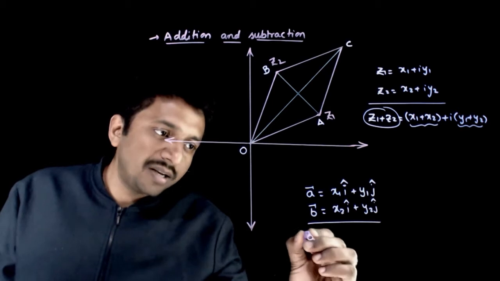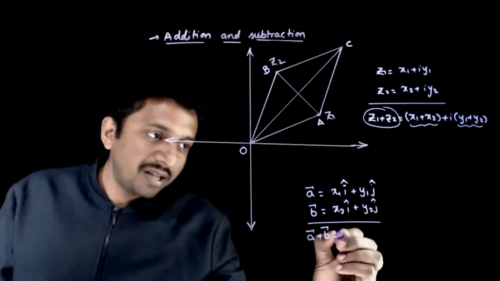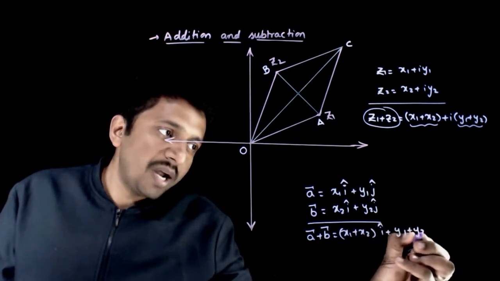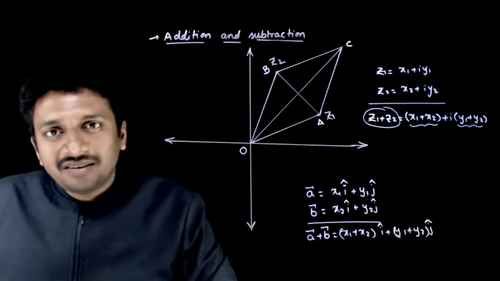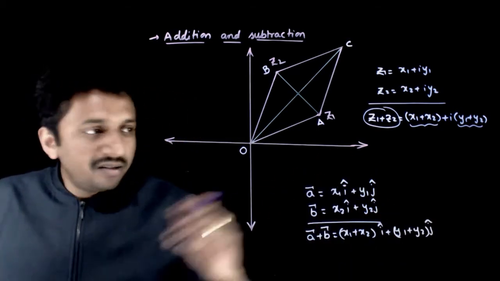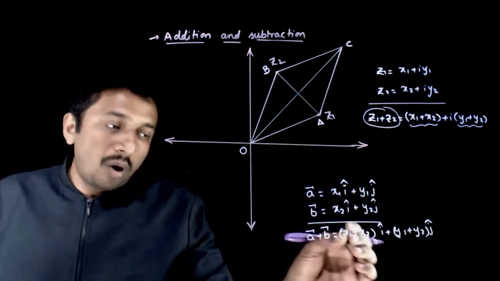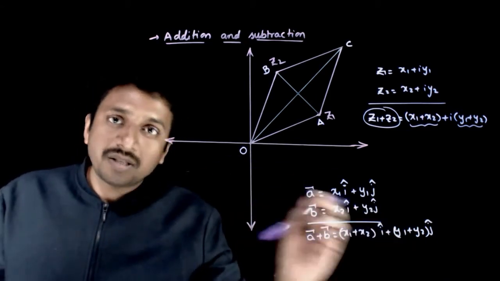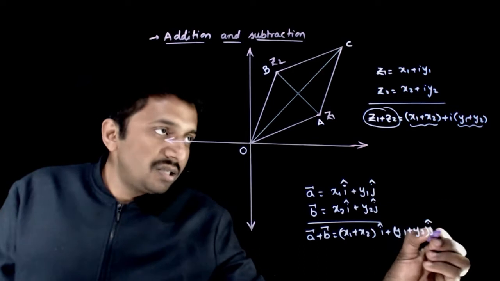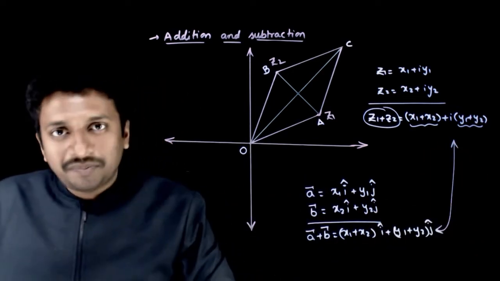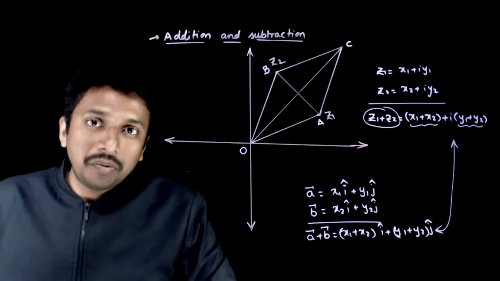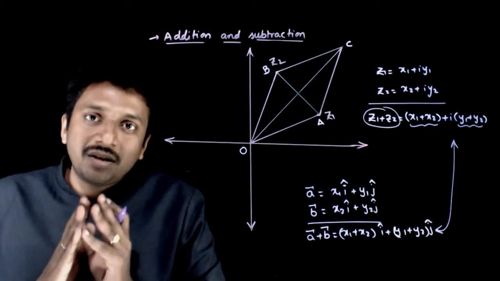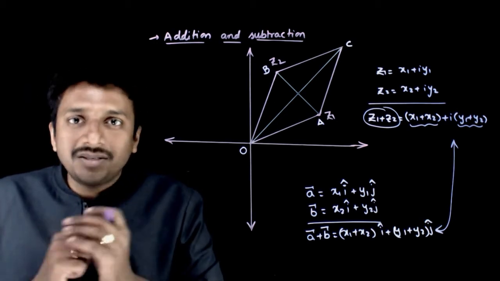So how do you add these two vectors? a bar plus b bar is nothing but x1 plus x2 times i cap plus y1 plus y2 times j cap. So we add the i component separately, we add the j component separately. Now what are the coordinates of the final vector? Again, x1 plus x2 in the x direction, y1 plus y2 in the y direction. So do these two additions look exactly the same? Yes. So in terms of addition and subtraction, complex numbers can be thought of as vectors. This is a very important simplification.